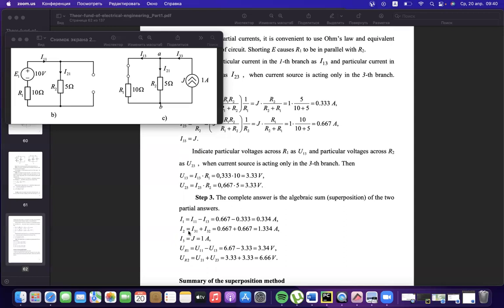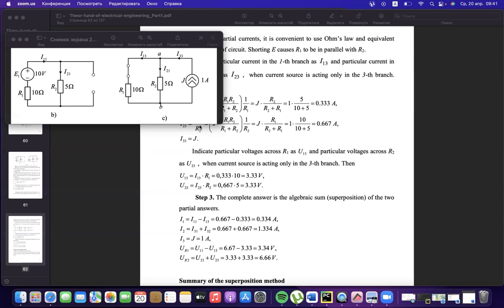The second central branch, adding 2 currents, 0.66 and obtaining 1.33 amperes. And the last one, only one branch with current, because in case number B, it disconnected and it equals 1 ampere.